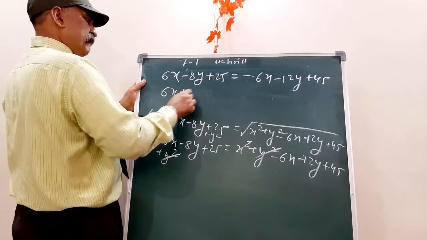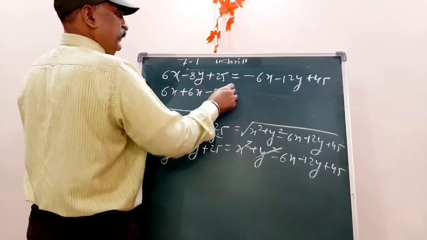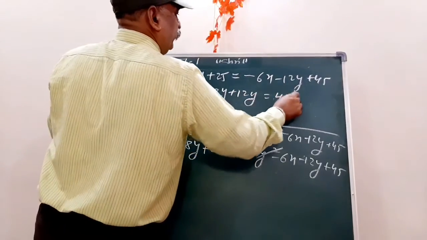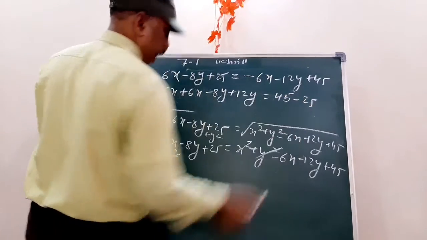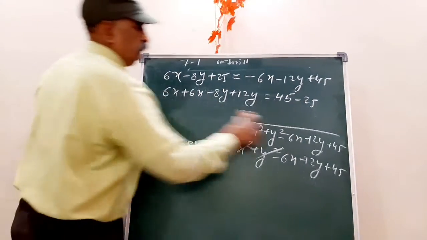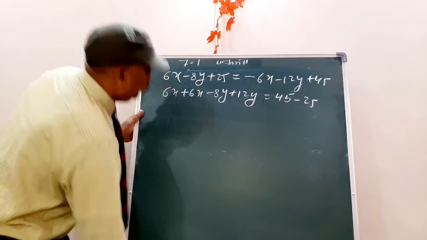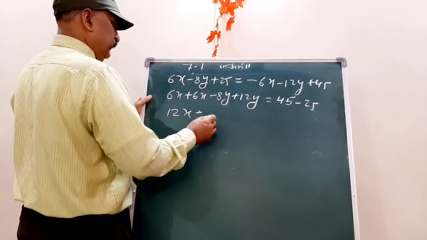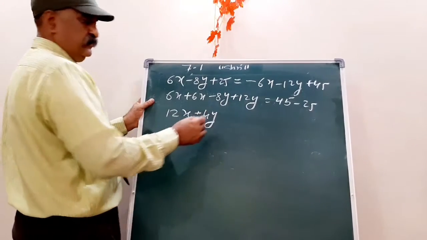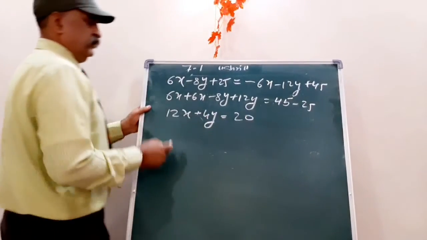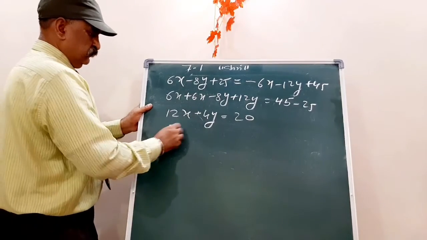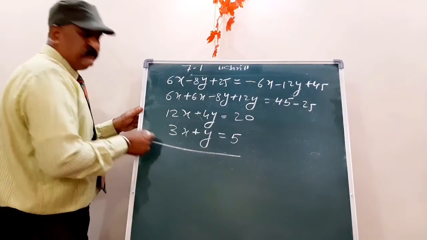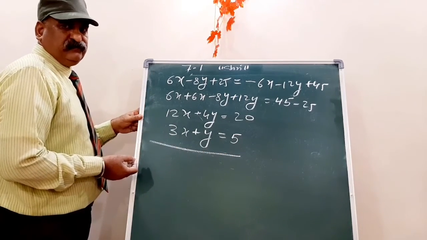So 6x plus 6x minus 8y plus 12y is equal to 45 minus 25. So it will be 12x plus 4y is equal to 20. Now you can divide by 4. So 3x plus y is equal to 5. It means this is the required relation.